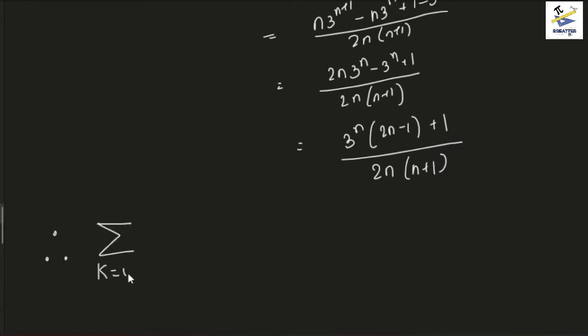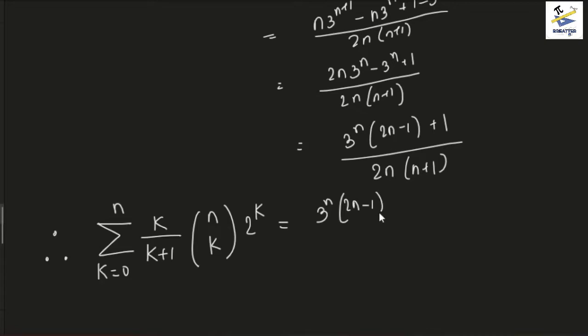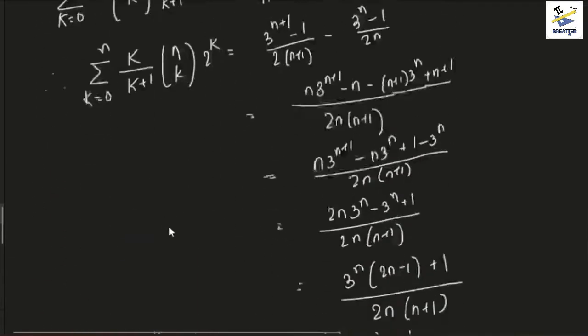So therefore the sum, k equals to 0 to n, of k by k plus 1 nCk 2 to the power k is simply equal to 3 to the power n into 2n minus 1 plus 1 divided by 2n into n plus 1. And this is for n belongs to natural numbers. This is an identity that is very useful, and we can prove it in various different ways, and this is the most efficient way to do that, whatever I've done here.